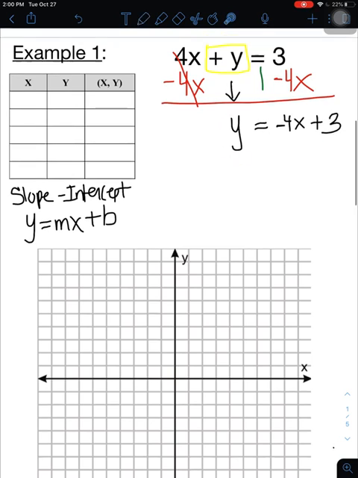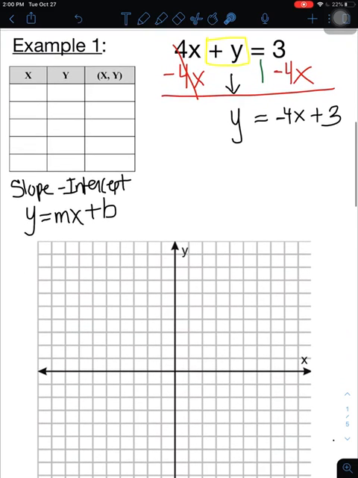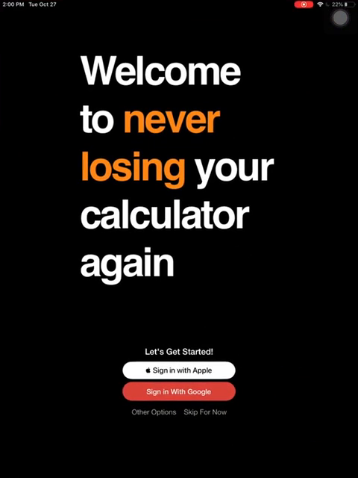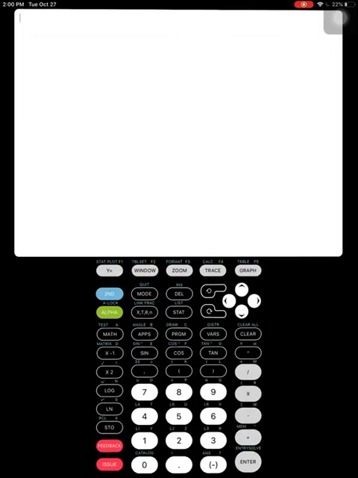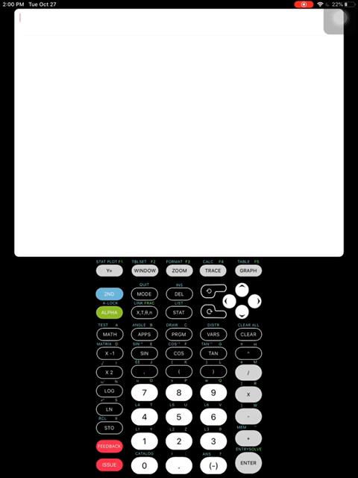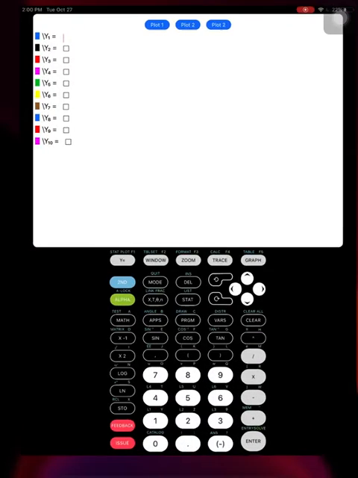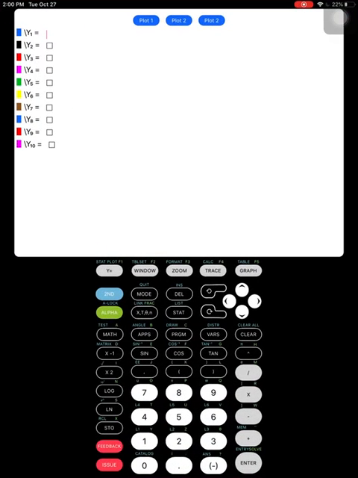Okay, so now that we're in this form, we can just plug it into our calculator like we did in the last lesson. So I'm going to plug this into my graphing calculator. All right, so once we're here, I'm gonna go to the y equals button, and I'm gonna type in, what was the equation again? Negative 4x plus 3. I notice that my negative is this button right here. You see under the 3, that's my negative.